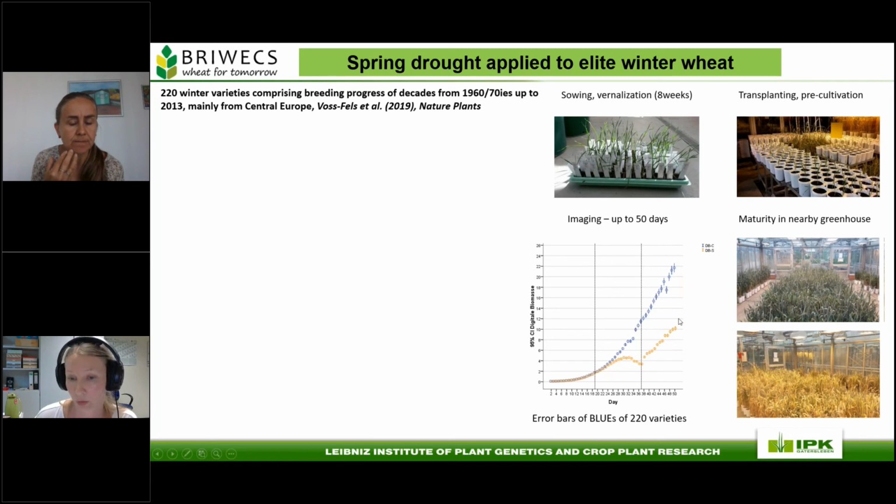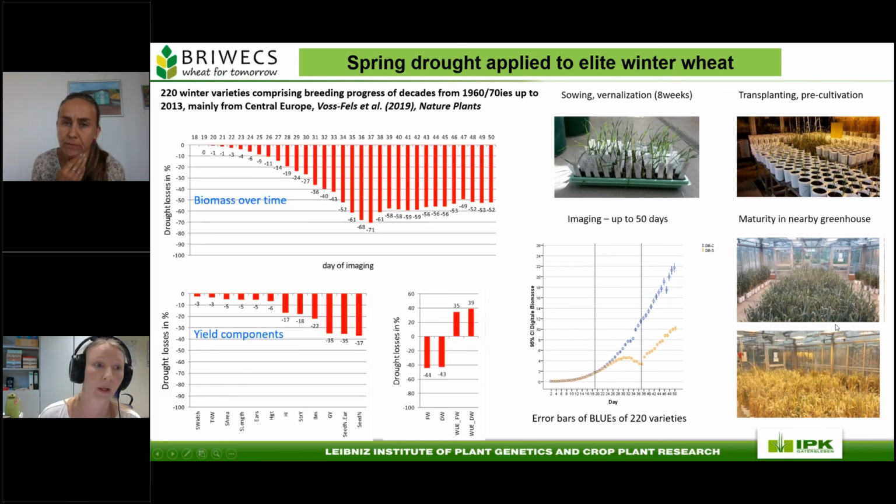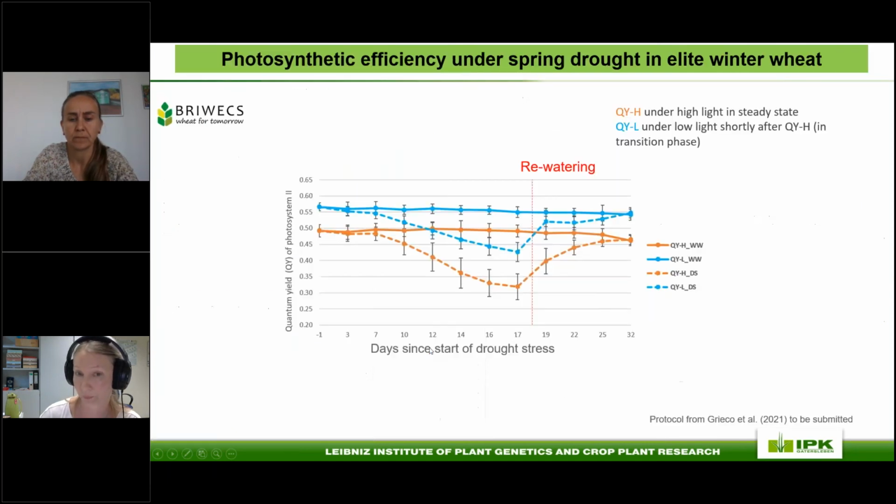So here again, the drought stress period, here the recovery period, and as in the Wilby, moved them to grow to maturity. And you see the biomass loss over time here, and you see also the reduction in the yield components. The drought was not as strong as in the Wilby panel, so the yield reductions are a bit less. However, it's also the grain yield which is affected most.